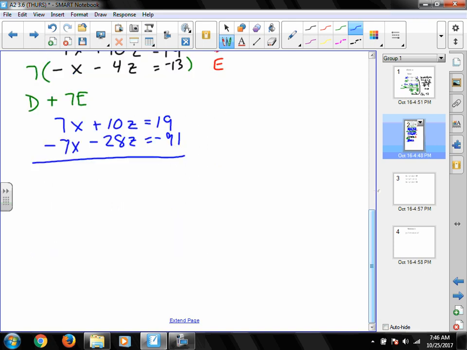Add these up. I get that negative 18z is equal to negative 72. Divide both sides by negative 18. And I get that z is going to be equal to 4.